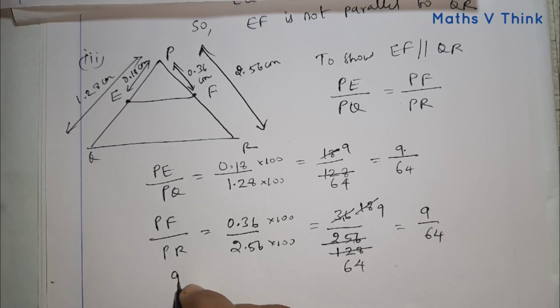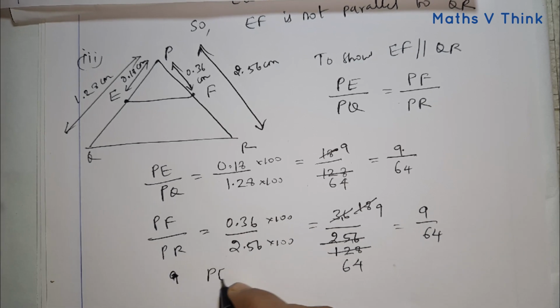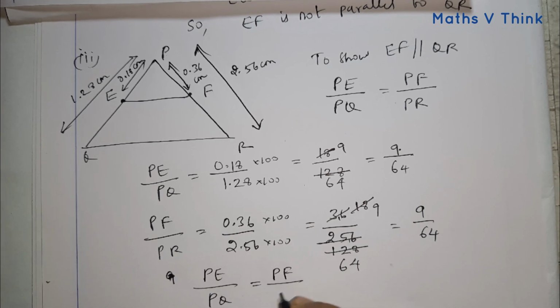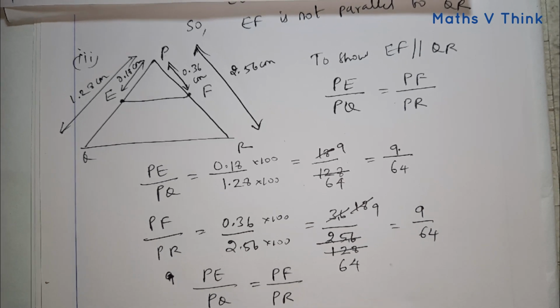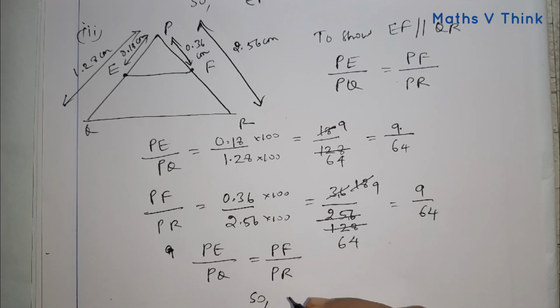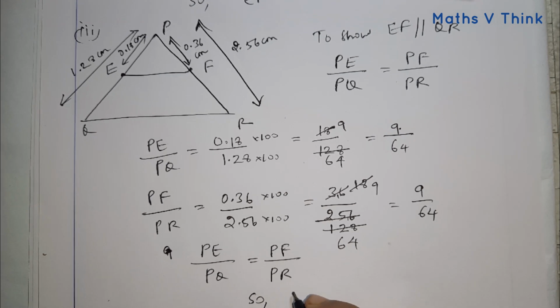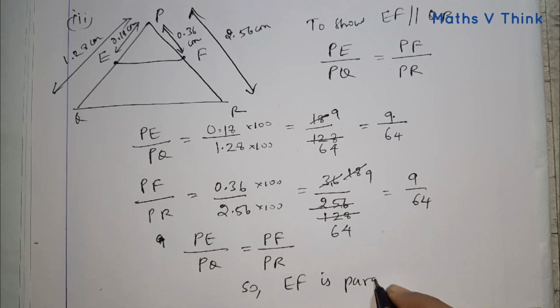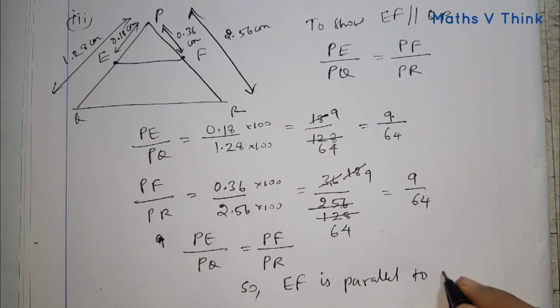Nothing but I can tell PE divided by PQ is equal to PF by PR. So by converse of BPT theorem I can tell that EF is parallel to QR.